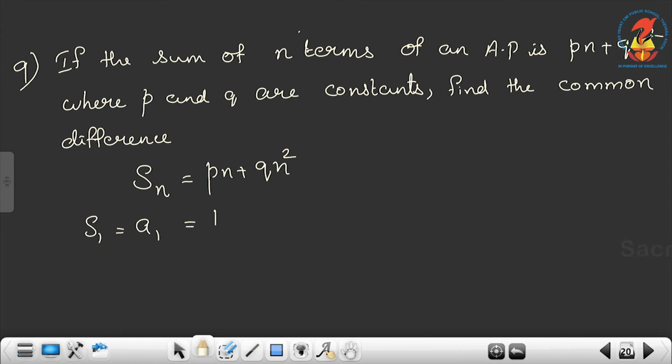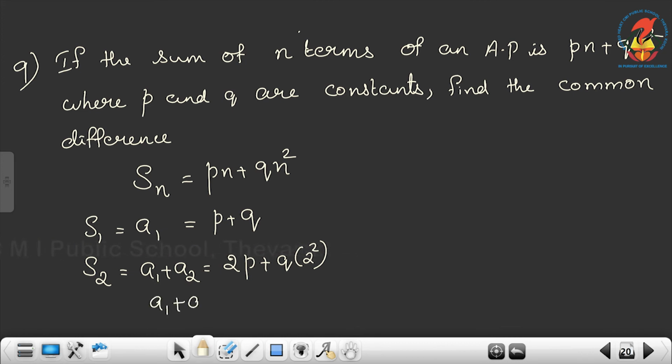So A1 is same as P plus Q, putting n equal to 1. Now what is S2? The meaning of S2 is sum of first two terms. That is A1 plus A2. S2 means put n equal to 2. So 2P plus Q into 2 square. So A1 plus A2 is equal to 2P plus 4Q.